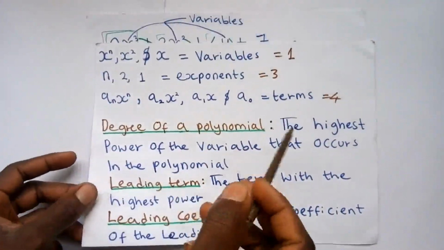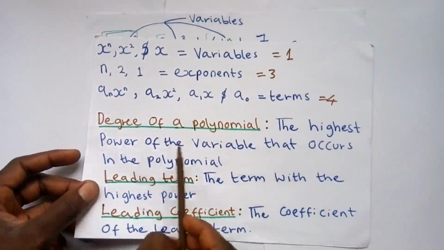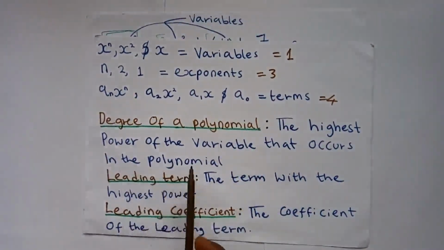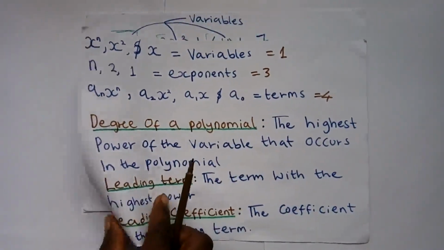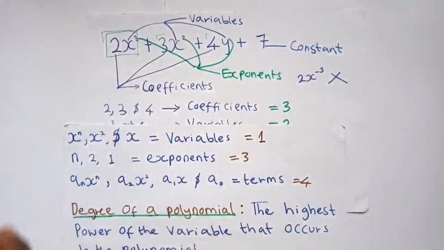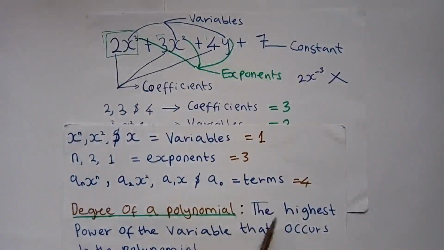The degree of a polynomial. The highest power of the variable that occurs in the polynomial is known as the degree of that polynomial. So look at this polynomial. It says the highest power of the variable that occurs.